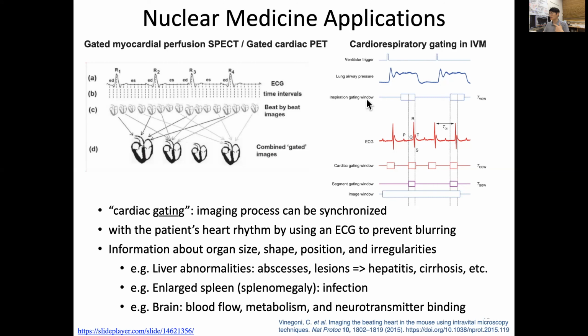And both of these, inspiration and cardiac gating, meet at that segment of the gating window, which allows us a stable, stationary imaging. And over time, we can accumulate for high signal-to-noise ratio imaging. That was published in 2011 in Nature Methods. So you see, one part of a nice trick or technique can be used for another part.